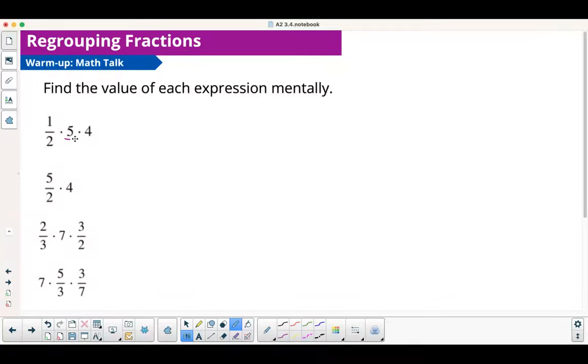This is our warm-up. So we put these over 1, and we just multiply across. So 1 times 5 times 4 is 20. 2 times 1 times 1 is 2. So I get 10.